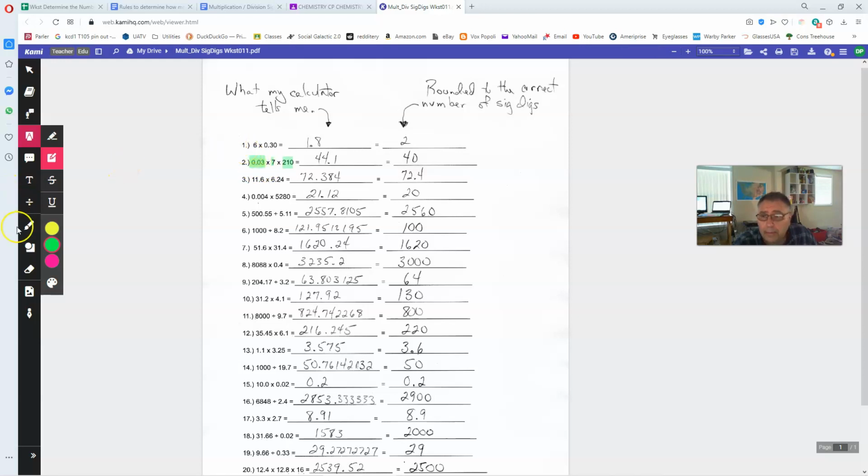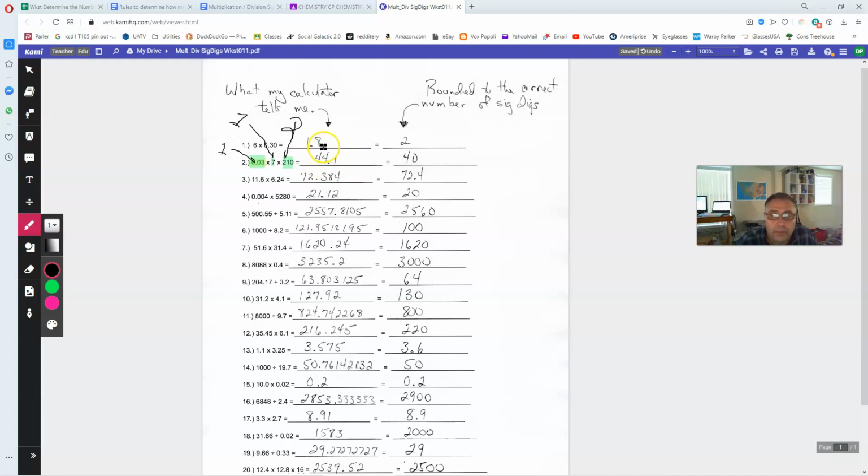The 0.03 right here, that's just one. That guy right there, 0.03. That's 1 sig dig. And how about the number 7? That's also 1 sig dig. Right. And how about the number 210? That's 2 sig digs. Well, we have 1, 1, and 2. What's the lowest number? It's 1. All right, so we need to round our answer to 1 sig dig.